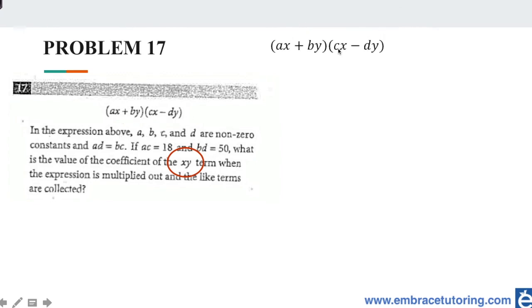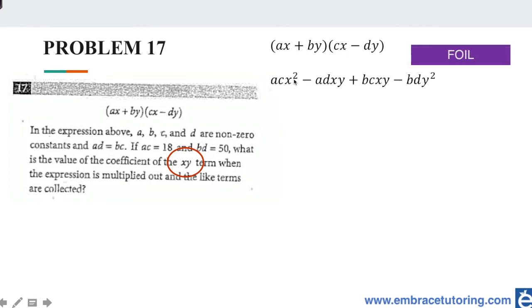Now, if we write our entire expression here, let's FOIL this. And if we FOIL this, you'll see that you'll end up getting acx squared minus adxy plus bcxy minus bdy squared. What you want to quickly understand is why did they give you ad equals bc, meaning these are your two middle terms here, and ac equals 18 and bd equals 50. Well, ac here equals 18, so we can plug this in, and bd here equals 50. So I now have 18x squared minus adxy plus bcxy minus 50y squared. Notice it's asking what is the value of the coefficient of the xy term.